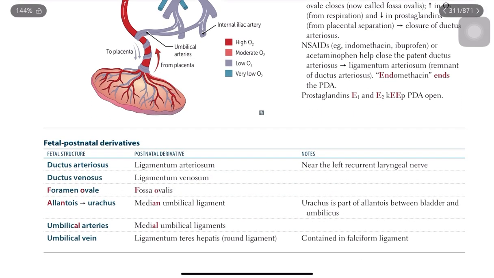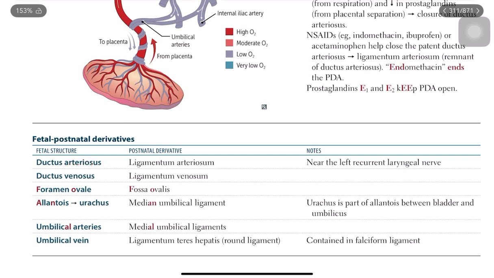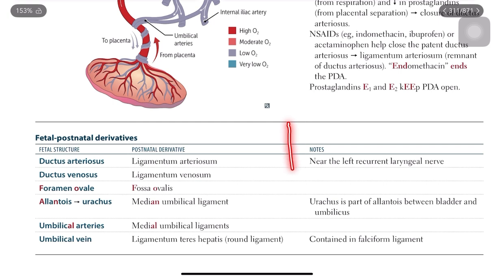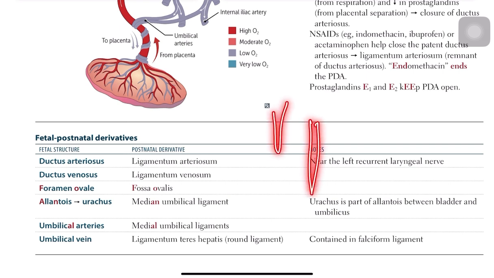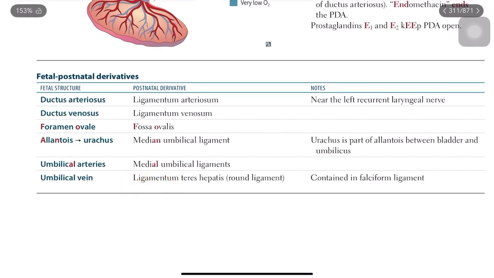So, the postnatal derivatives of these structures. The ductus arteriosus, once again remember it is an artery, connects the pulmonary artery and the descending aorta. It would transform into the ligamentum arteriosum. Near it lies the left recurrent laryngeal nerve, which goes lower, more caudal than the right, so it is more prone to injury. Ductus venosus forms ligamentum venosum. The foramen ovale connects the right atrium with the left atrium; it leaves behind the fossa ovalis.